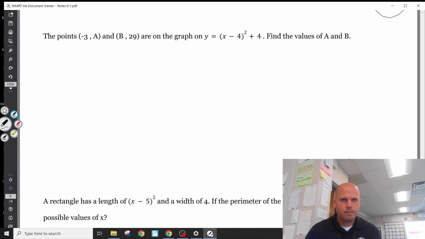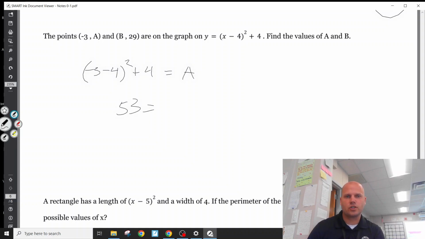This is similar. If I plug in negative 3, I get A. It's not really similar. That's easy. This is 49. 7 squared is 49. 49 plus 4 is 53.